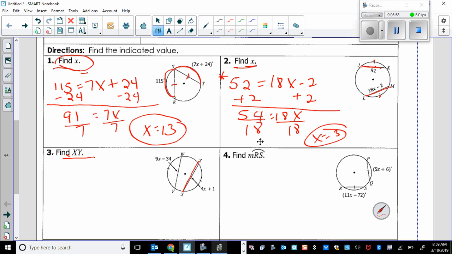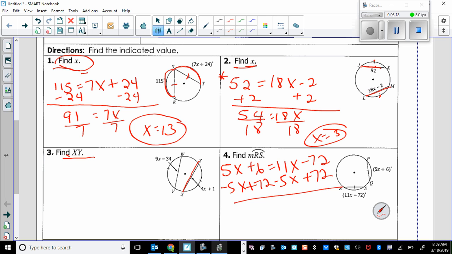All right, number 4. Find MS, knowing that the two chords are congruent. So I'll do this again. 5x plus 6 equals 11x minus 72. I'll always take the lower number to the other side to keep my numbers positive. Then I take the number to the other side. So 5 minus 5 is 0. 6 plus 72 is 78 equals 11 minus 5 is 6, right? 6x. So you divide both sides by 6.